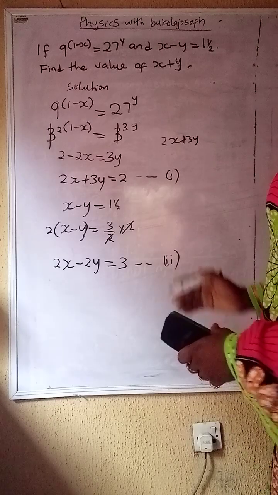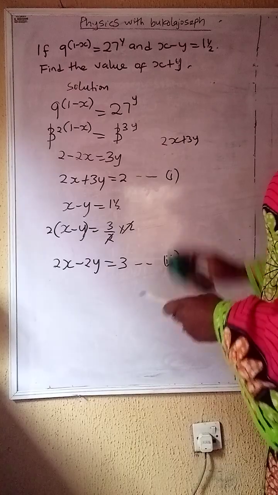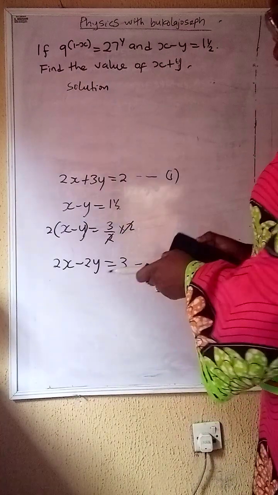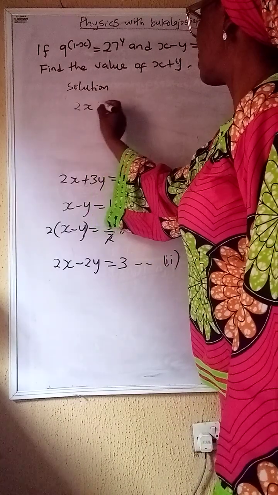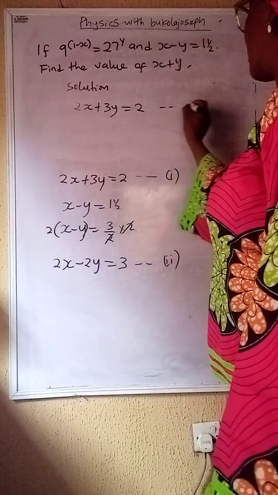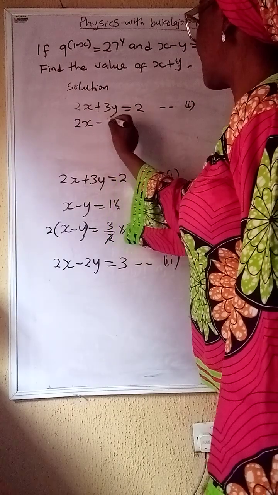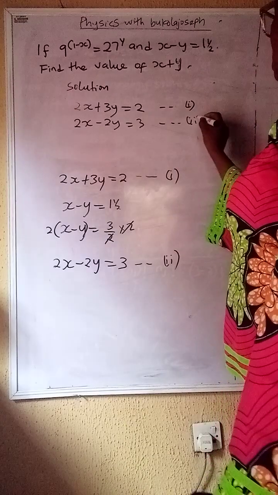Now, this is it. So we are going to merge these two equations together, 1 and 2. Permit me to clean the upper parts. So we have equation 1 to be what? 2x plus 3y is equal to 2. This is our equation 1. And then we have equation 2 to be what? 2x minus 2y is equal to 3. This is equation 2. Okay?